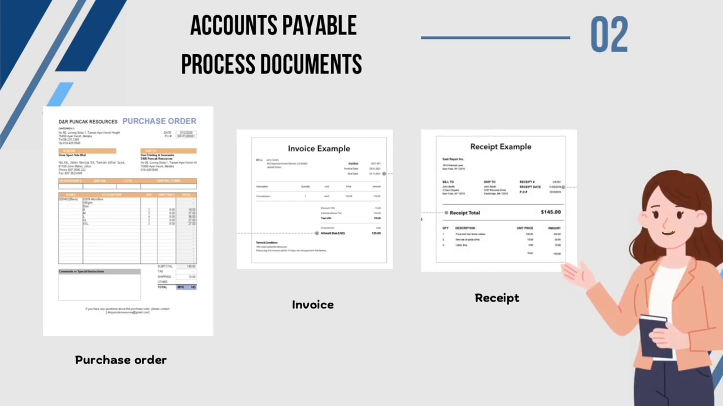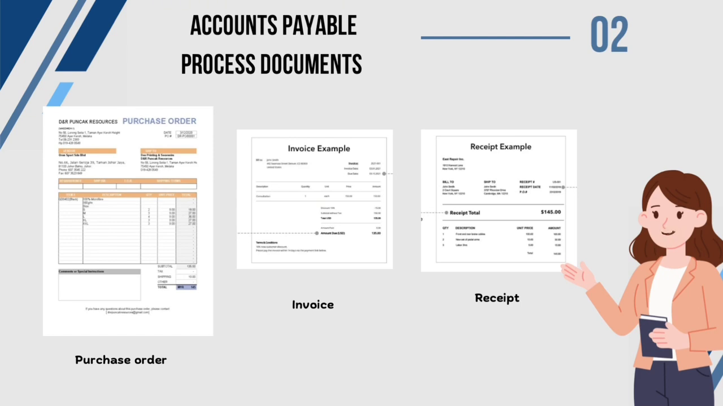The slide shows the three key documents used in the accounts payable process. First, purchase order. This is created by the company and sent to the supplier to formally request goods or services. It contains details such as the type of item, quantity, and agreed price. The purchase order helps control the ordering process and ensure approval before committing to the purchase.